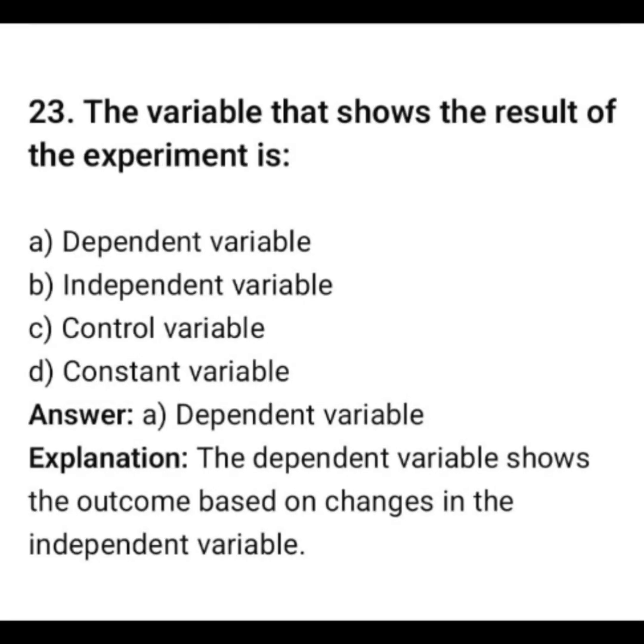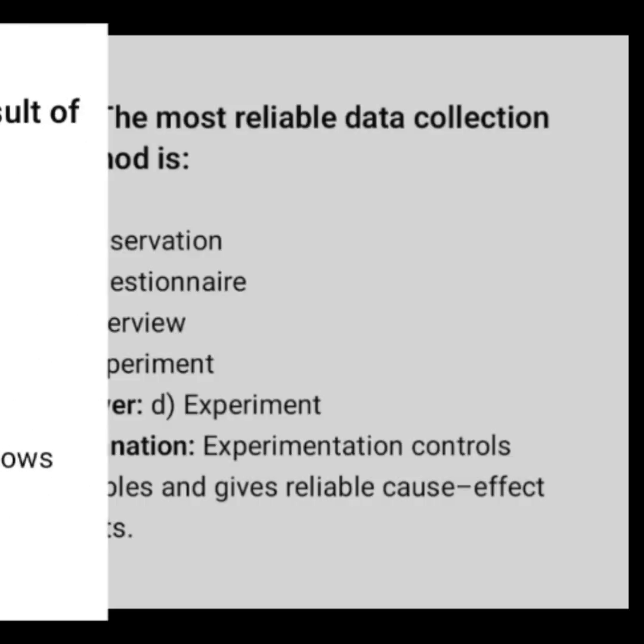The variable that shows the result of the experiment is: dependent variable, independent variable, control variable, constant variable. The correct answer is option A, dependent variable. The dependent variable shows the outcome based on changes in the independent variable.